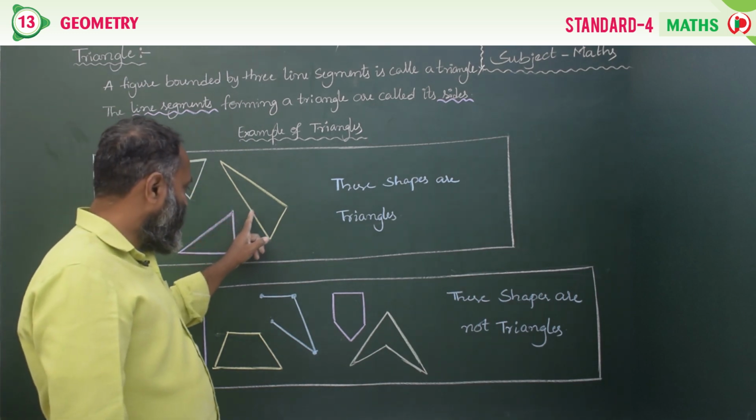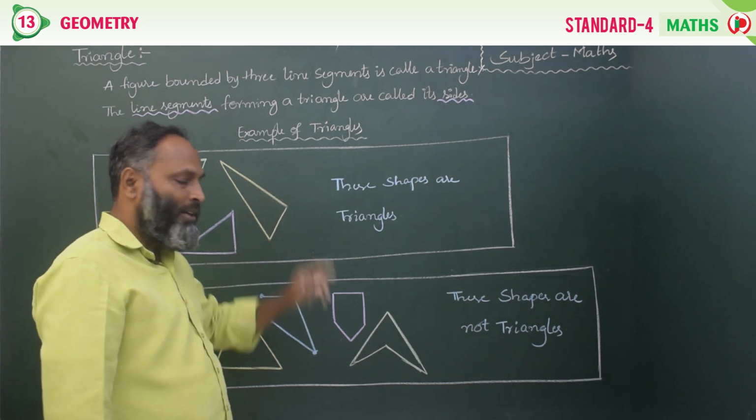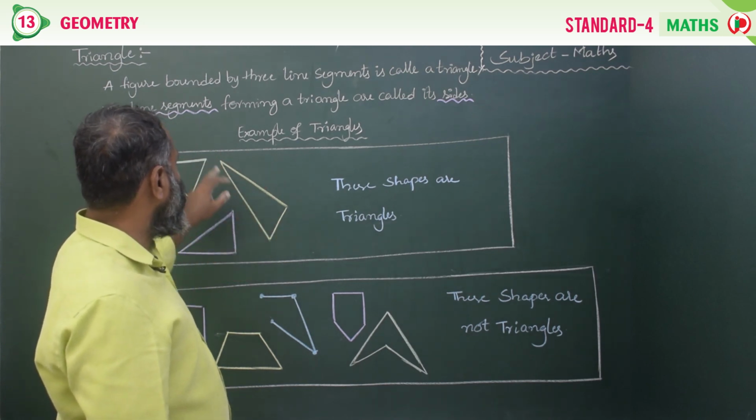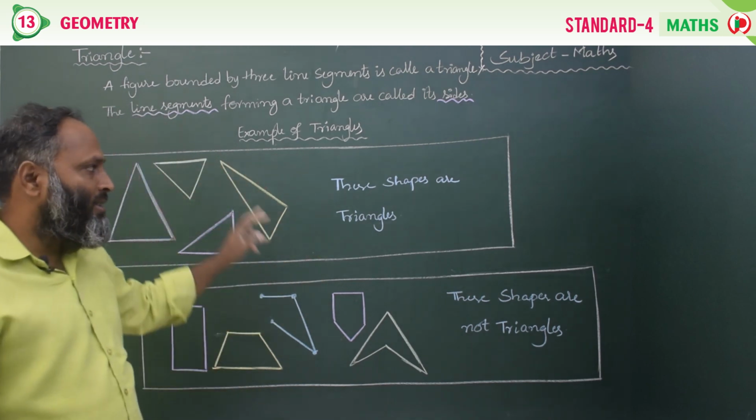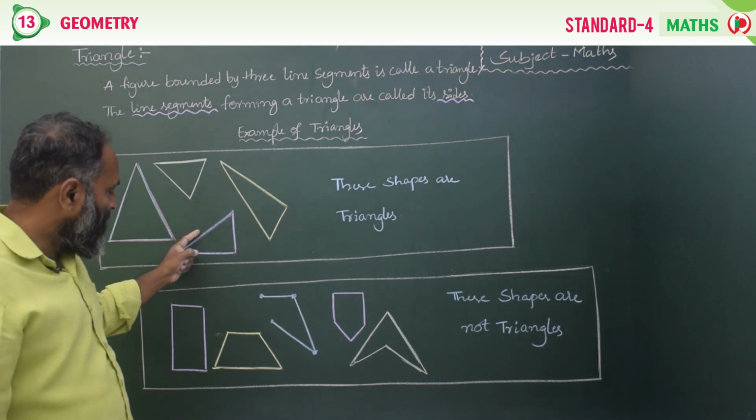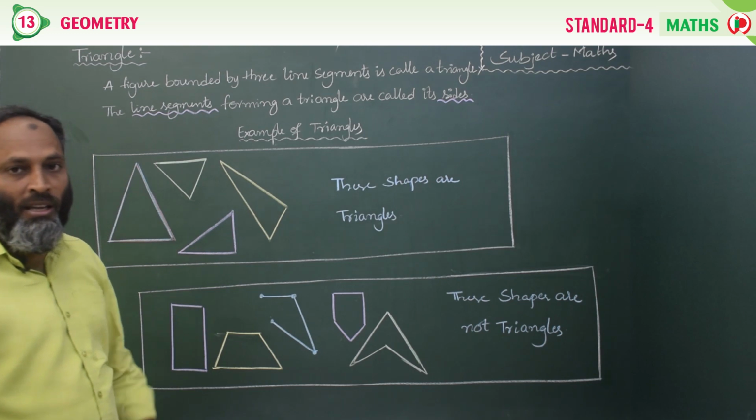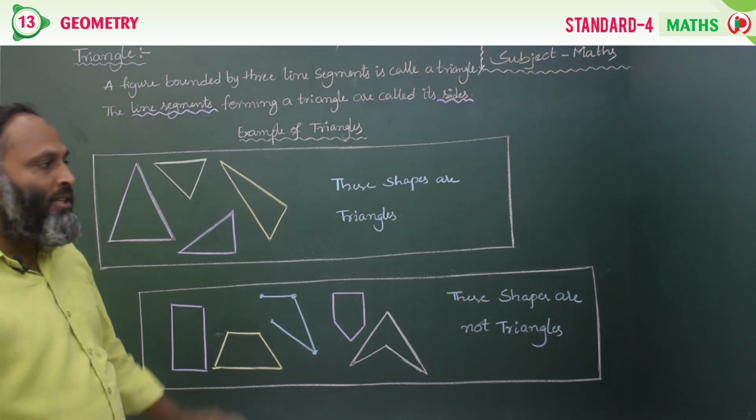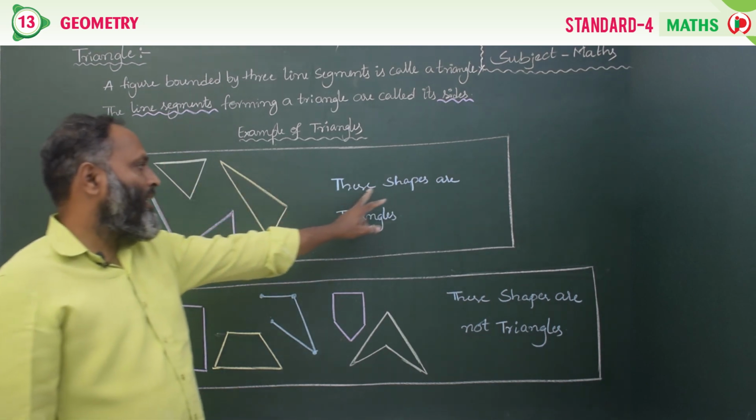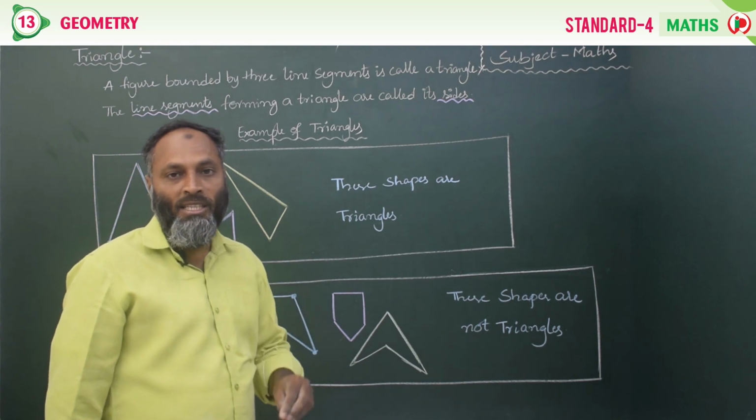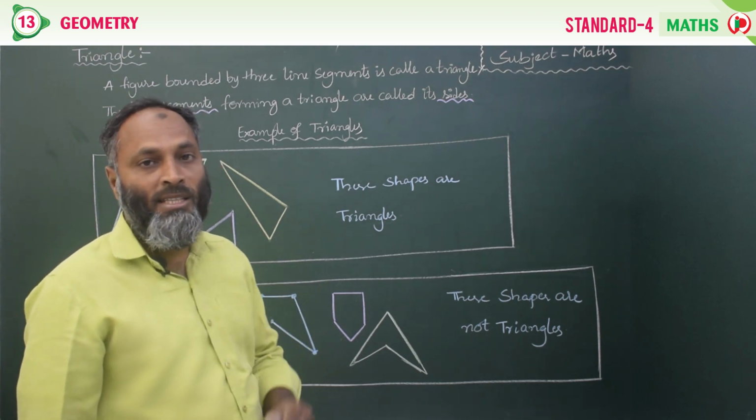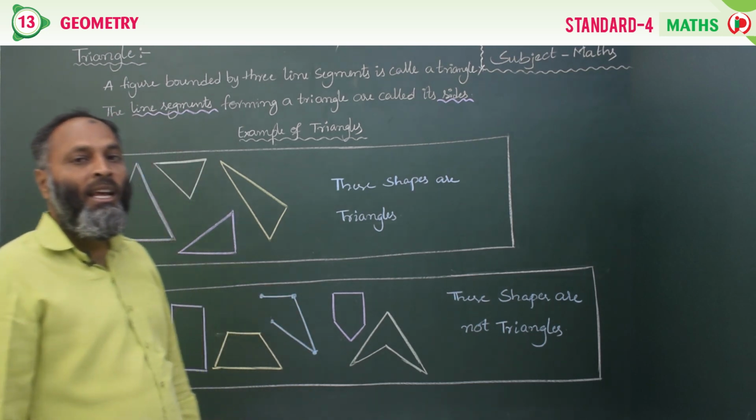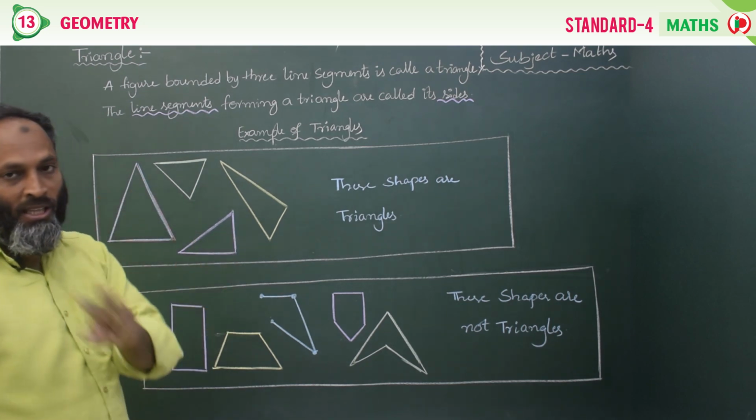Here also, 3 line segments. This figure is bounded with 3 line segments, so this is a triangle. All these 4 figures are bounded with 3 line segments. So these shapes are called triangles. Why are these called triangles? Because these 4 figures are bounded with 3 line segments.